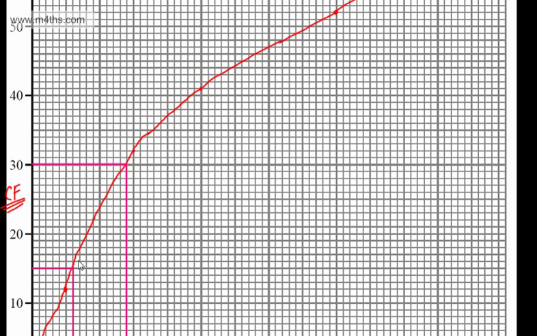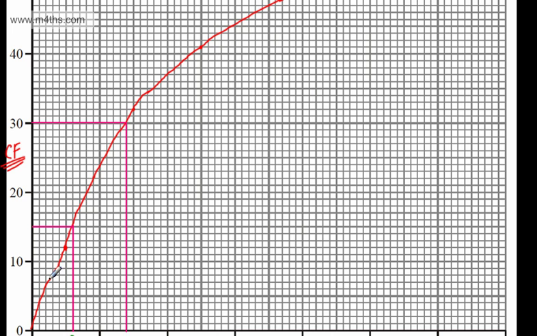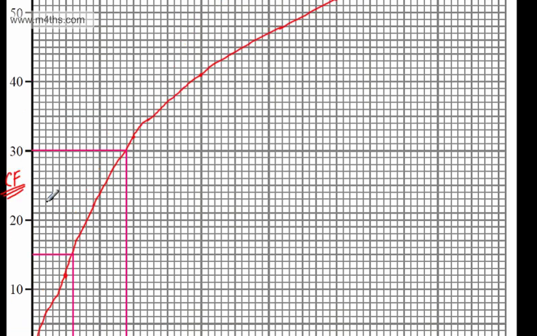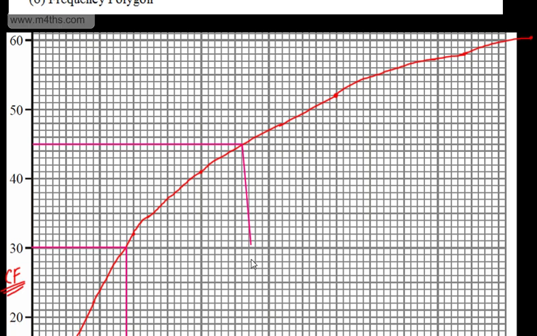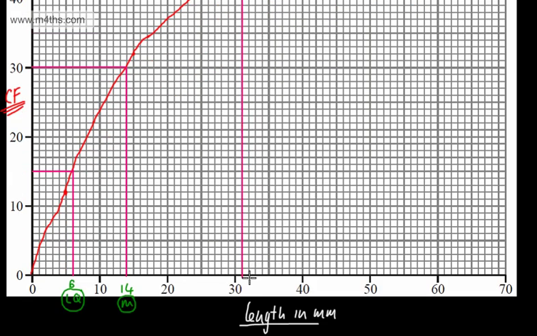Let's now look at the upper quartile. If the lower quartile is taken on the 15th, we just have to multiply that by 3, and that will give us 45. Or you can say 3/4 of 60 is 45. We read across the cumulative frequency curve, we drop this down, and that gives us 31. So this now is the upper quartile. So let's write this on. 31 is my estimate for the upper quartile.